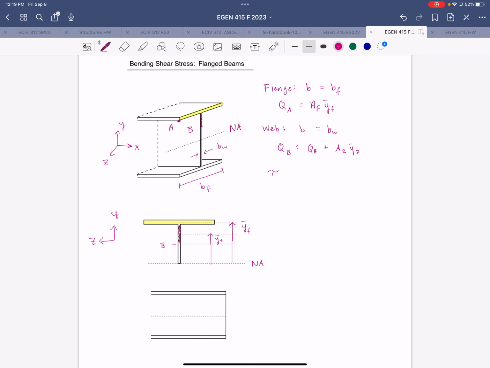So then you can calculate the shear stress at A as V times QA over BF and IZ. And the shear stress at B is V times QB over BW and IZ.